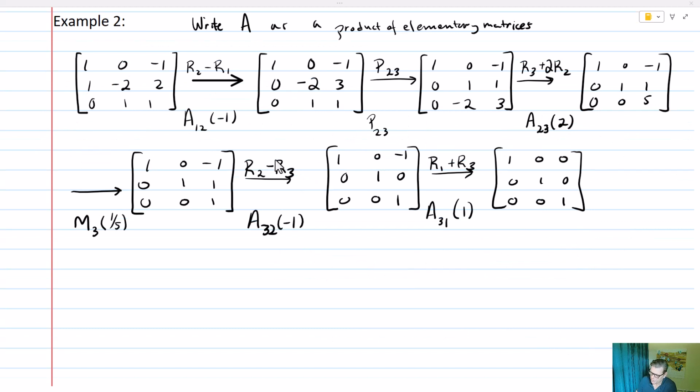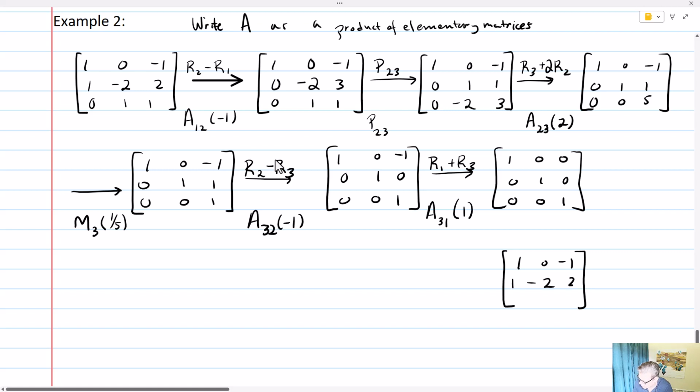With the second example, you'll see we've taken a 3 by 3: 1, 0, -1, 1, -2, 2, 0, 1, 1. And what we've done is we've row reduced it, and I've included the trace of all the row operations that I used. So we're going to start with our A matrix, and that'll be 1, 0, -1, 1, -2, 2, 0, 1, 1.